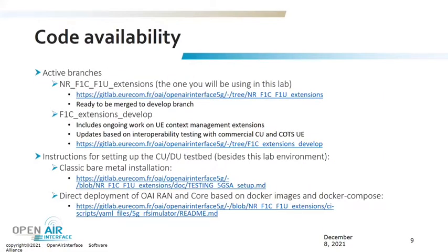Regarding the code availability for the CU-DU split, there are currently two active branches. This one, the NR F1C F1U extensions branch, is the one that you will be using for this lab, and you can find it in this link here. This is in a merge request, which has been there for some time now. It's almost ready to be merged, and it will be merged to develop soon.